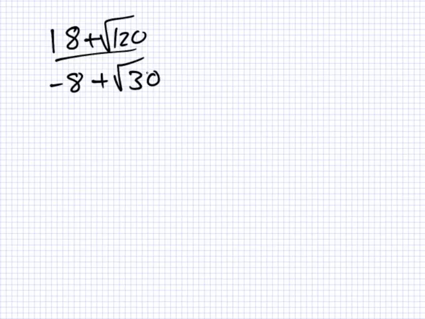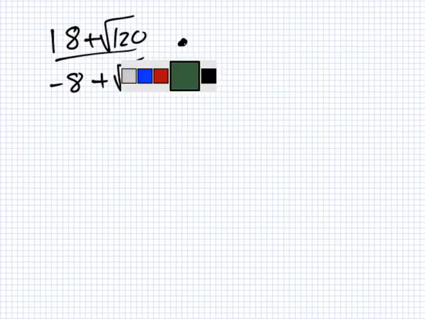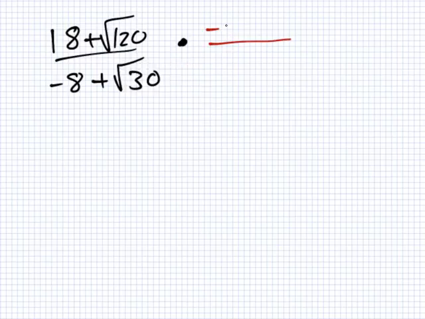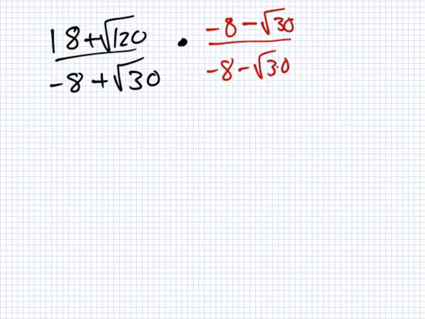Who remembers from high school perhaps how to do these ones? You multiply by minus 8 minus root 30, both the top and the bottom. So the trick here is to multiply the top by minus 8 minus root 30, and the denominator by minus 8 minus root 30. Now, some vocabulary first. Does anyone remember the name of this?